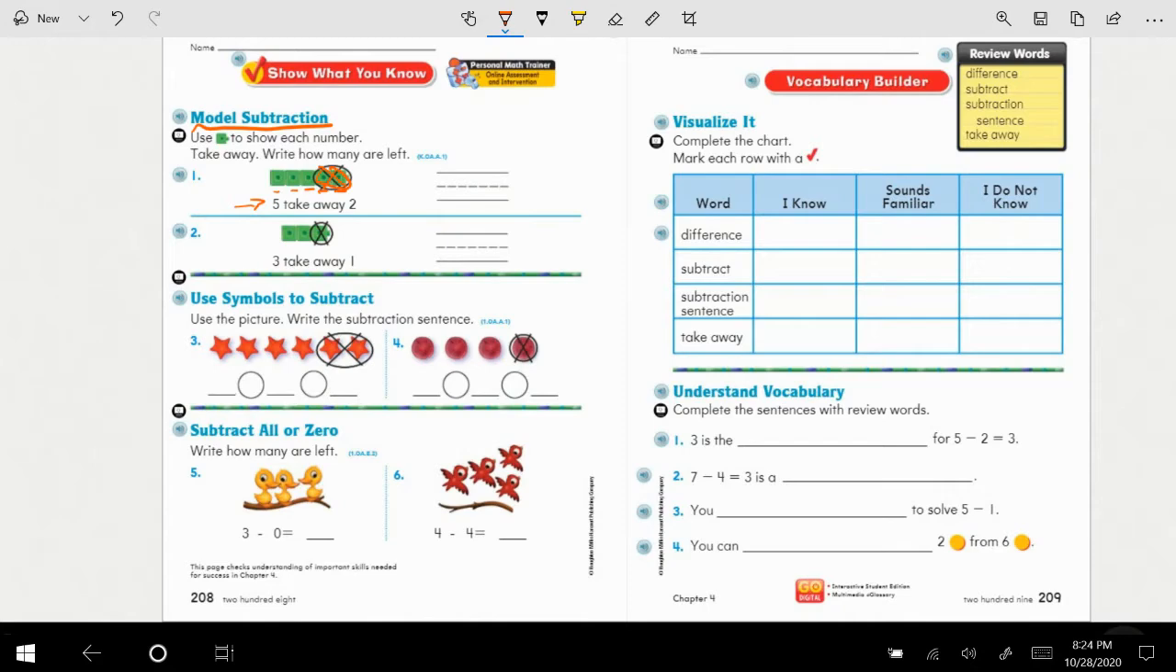Okay, let's do the same thing on number 2. It says 3, take away 1. So look at the picture. Notice they started with 3, take away 1. Over on the lines, in your best handwriting, write down what is the number now.